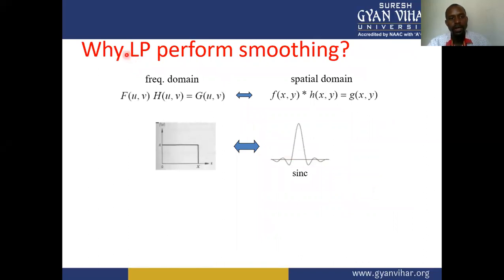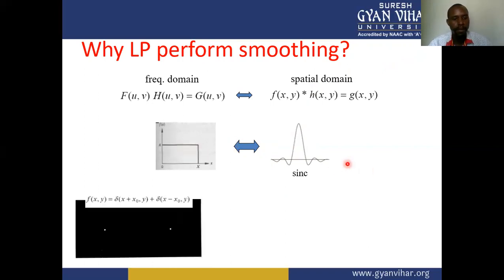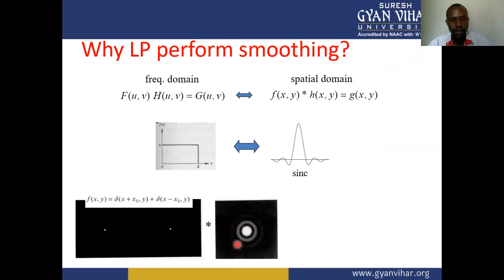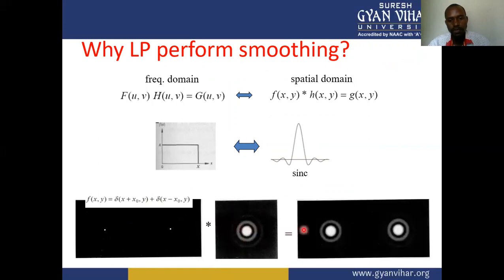Next we're going to look at why LP, low pass, filters perform smoothing. I want to understand why low pass filters perform smoothing. We have input in the frequency domain as well as input in the spatial domain. In this case, we are transforming a frequency domain image into the spatial domain and a spatial one into the frequency domain. We multiply these two inputs with our spatial domain image, and then we get the output as shown here.